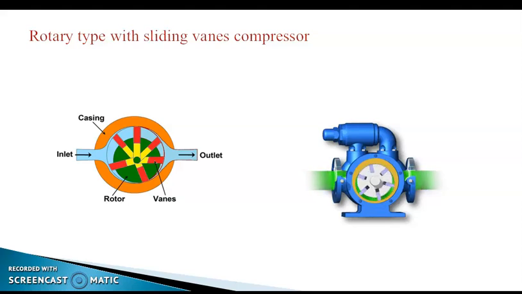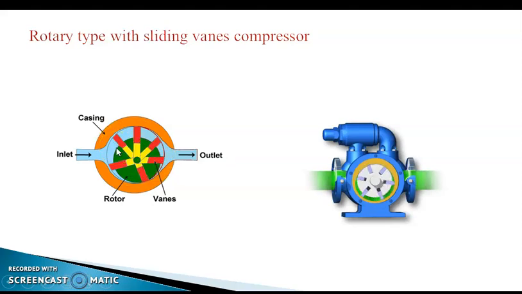As the name indicates, here the blades are rotary type. In the previous video you observed that the blade is stationary, not rotating, only moving up and down. But in this rotary type sliding vane compressor, the vanes rotate, and here you are using a number of vanes, whereas in the previous one there was only a single vane.